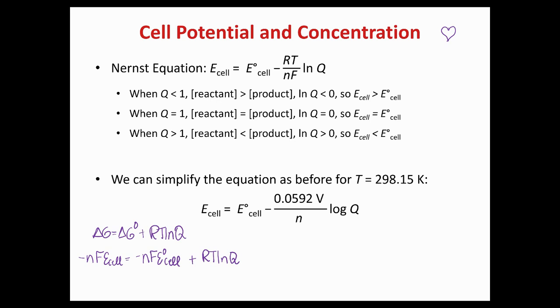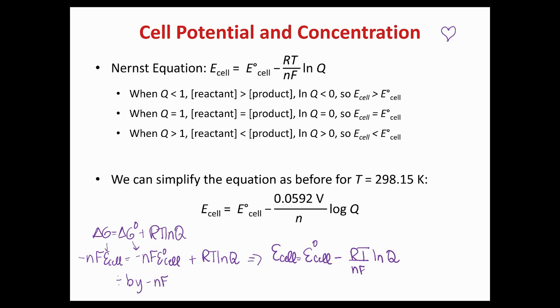Okay, so you see how I just substituted that equation for delta G that we just went over. And then that's a big mess. So what they do is they divide through by negative nF. With that, it would end up being E of cell equals E naught of cell minus RT over nF ln Q.